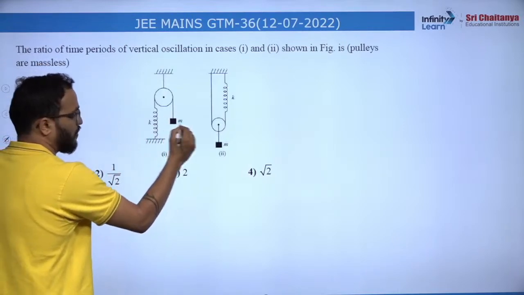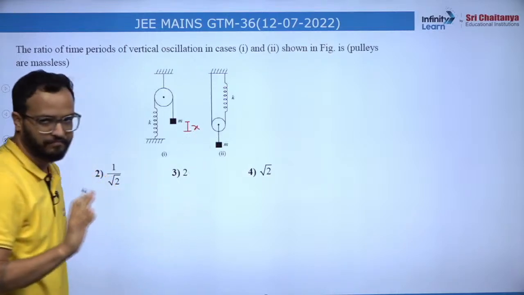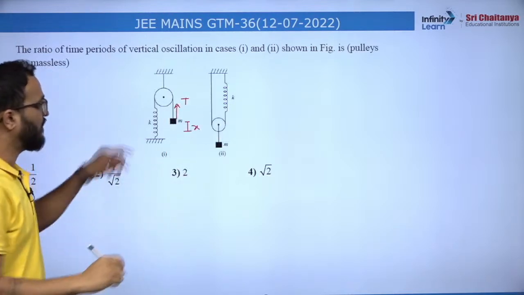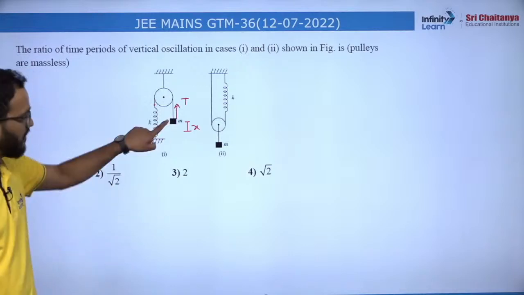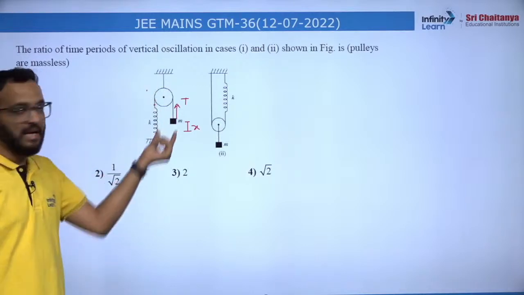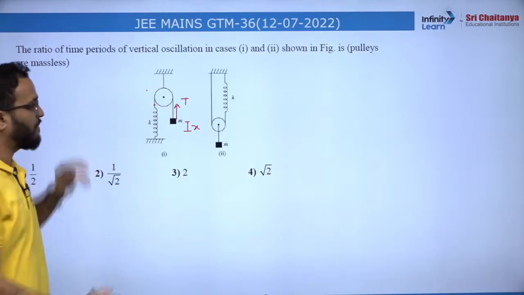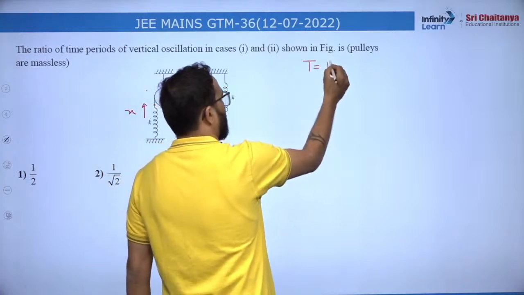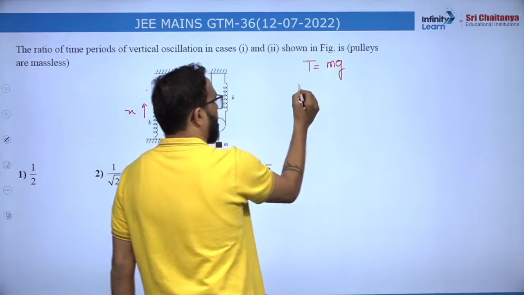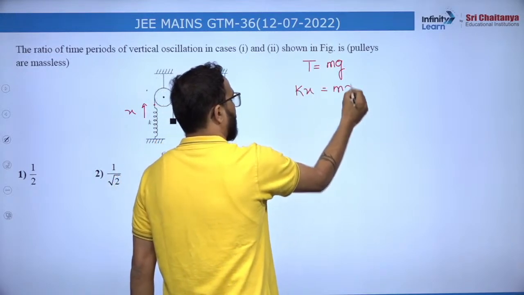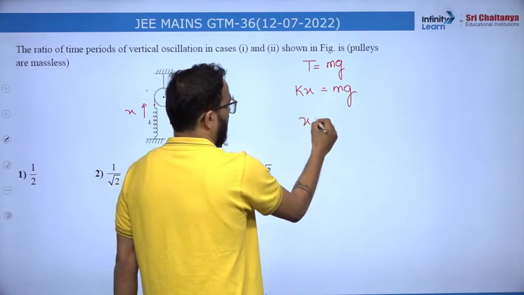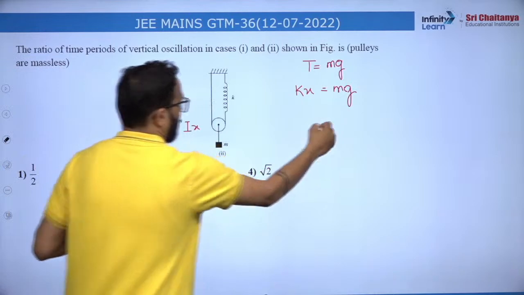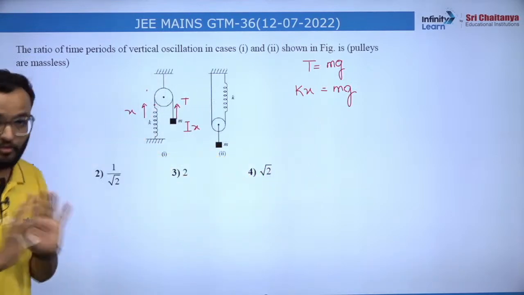Suppose it comes down by a distance x, and obviously the tension will be T, and T will be equal to kx because this string is connected with the spring. If the mass comes down by a distance x, the spring goes up by a distance x, right? So you will simply say T equals mg, and T equals kx equals mg. I'm just giving you a shortcut, nothing else.